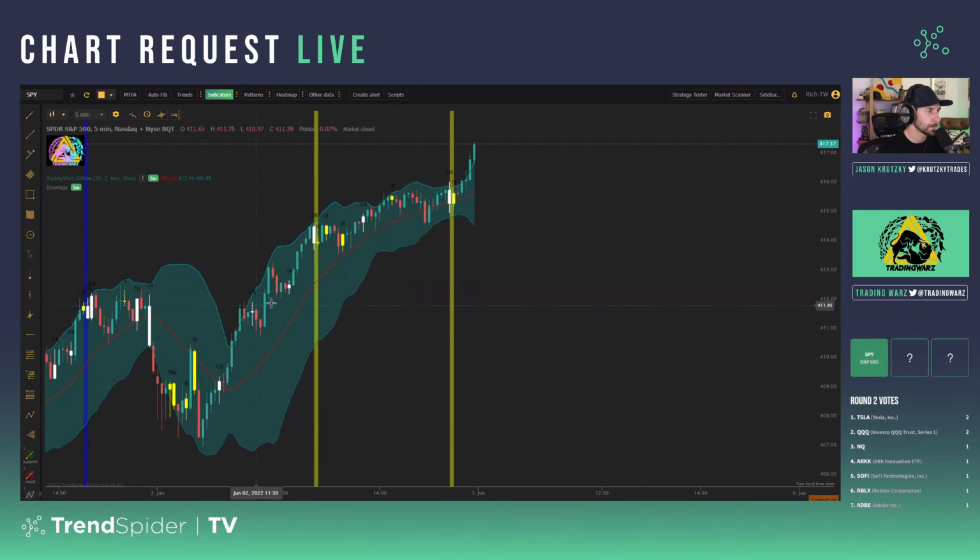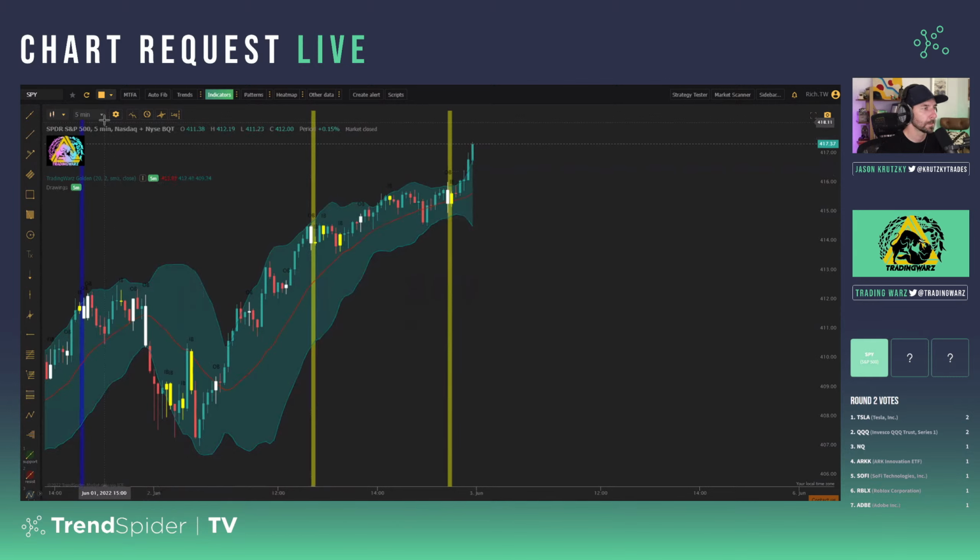This one was a loser. It popped up a little bit, then faded. And then this one at the close was a nice winner. So I just like to keep it simple like that when trading these patterns. But for SPY in general, I've been really bullish.